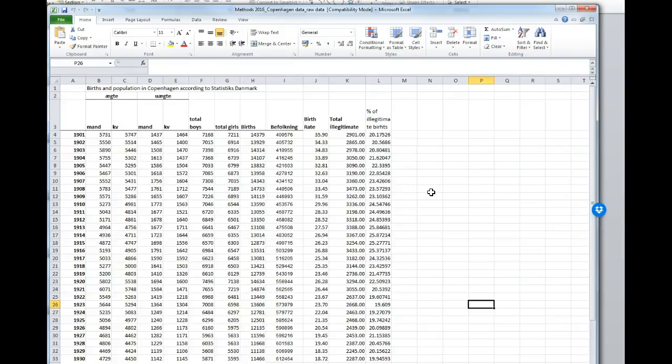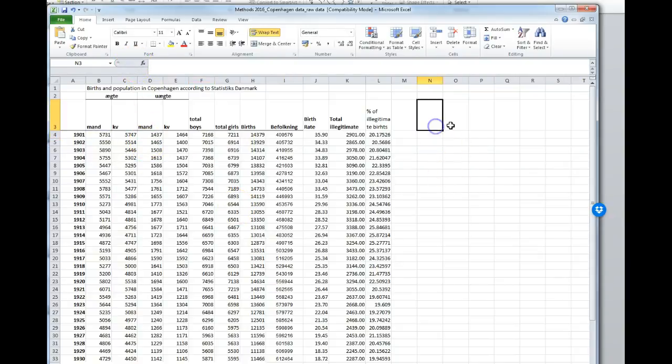How do we compute it? Well, we need just information on the sex of babies at birth, and we have it in this table, where we have the births and the population in Copenhagen according to Statistics Denmark. We have males and females for both legitimate and illegitimate children, and in a previous step we have already added them up. See here, that is just adding up the two columns to get males and females.